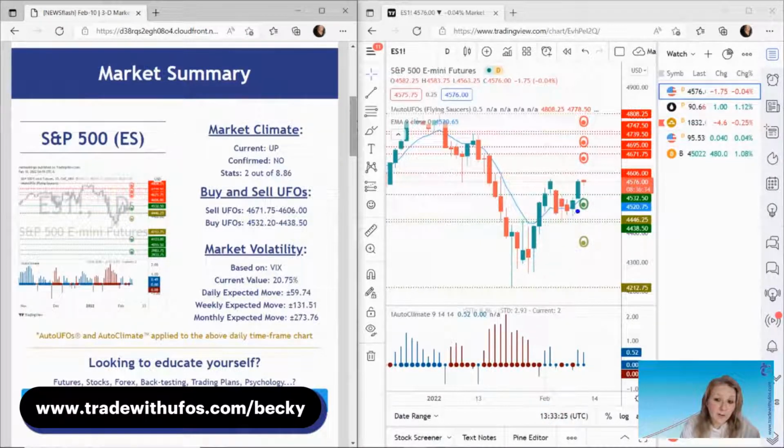Now we do have buyers here between 4532.5 to 4438.5, and we have sellers here between 4671.75 to 4606. They're very close to each other, you'll notice. So prices here, two different colors. Sellers start here, buyers start here.